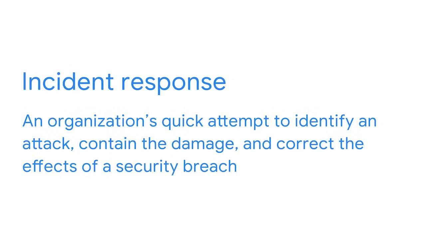Different types of playbooks are used. These include playbooks for incident response, security alerts, team-specific and product-specific purposes. Here, we'll focus on a playbook that's commonly used in cybersecurity called an incident response playbook. Incident response is an organization's quick attempt to identify an attack, contain the damage, and correct the effects of a security breach. An incident response playbook is a guide with 6 phases used to help mitigate and manage security incidents from beginning to end. Let's discuss each phase.